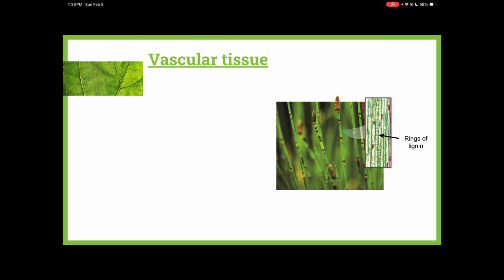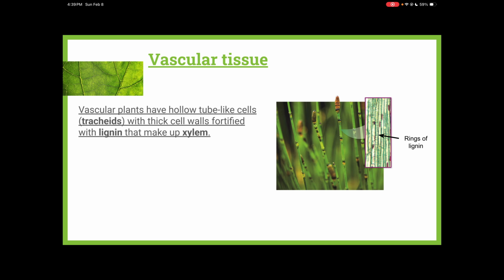Okay, so we had dermal tissue, and now we have vascular tissue. We're talking about vessels. Okay, so vascular plants have hollow tube-like cells. They're called tracheids, and they're made up of thicker cell walls. And the cell walls are fortified with lignin that make up xylem. What you need to know is that xylem's job is to transport water. It's non-living, so what that means is it's just these empty cells that water can flow through. It transports water and minerals that the plant absorbs from the roots and gets them up to the leaves and other parts of the plant.